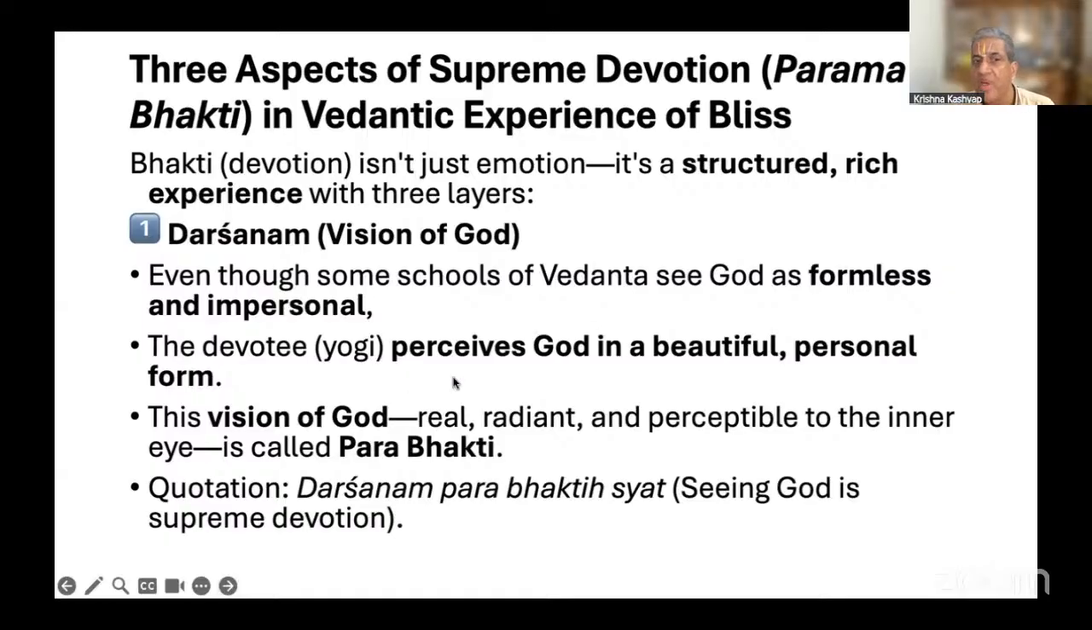A devotee perceives God in beautiful personal form. And even such a devotee has already attained Atma-Sakshatkara as per the Bhagavad Gītā. He has already attained self-realization, but he goes beyond and sees God as different and beautiful and personal. The vision of God, real, radiant and perceptible to the inner eye, is called Parabhakti, where the actual vision occurs. This is Darshanam Parabhakti Syat.